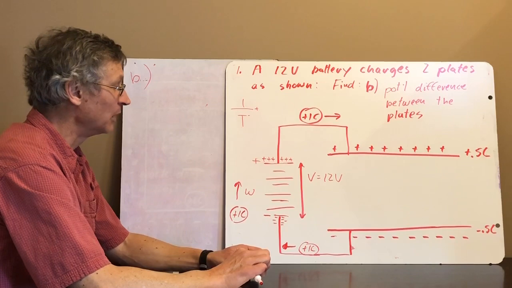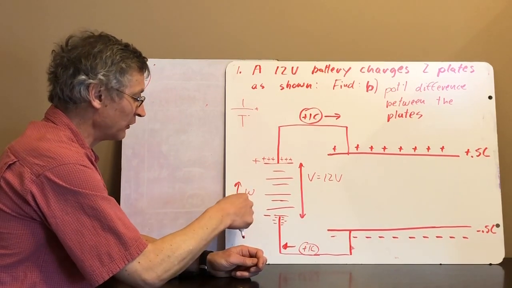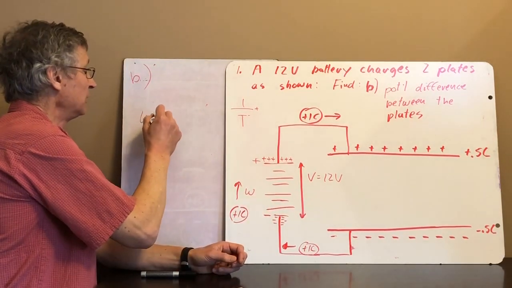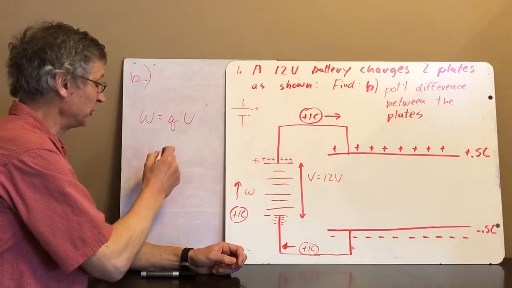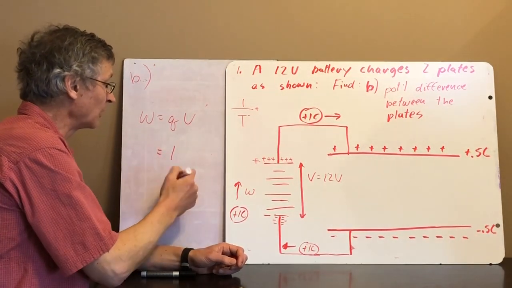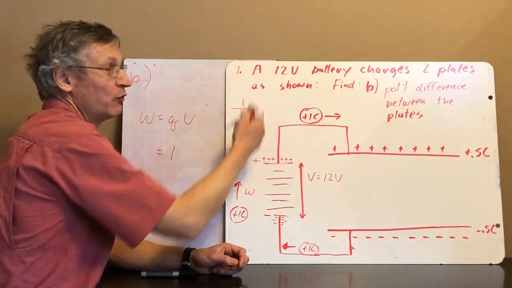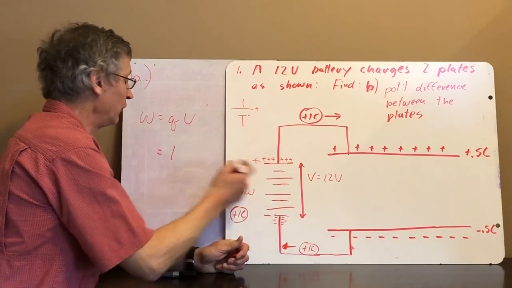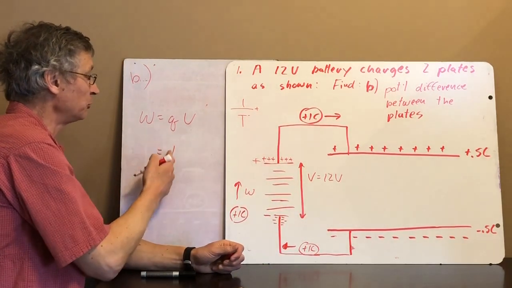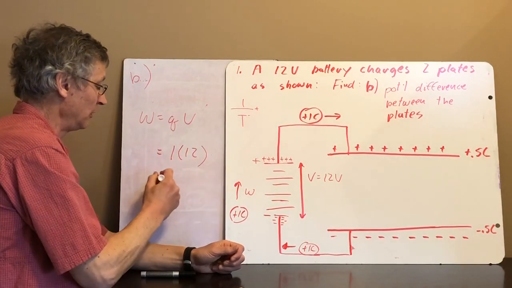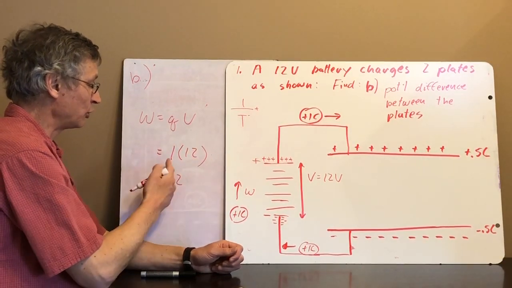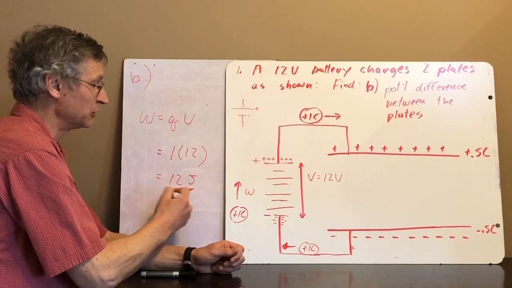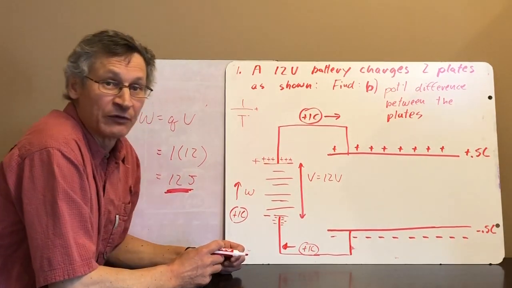So the question is, what's the potential difference between the plates? How much work is done on this 1 coulomb of charge in getting it from here to here? Well, again, the work done is equal to the charge times the potential difference. The charge is 1 coulomb. The potential difference, again, we know it's a 12-volt battery, probably a car battery. The potential difference is given to us, it's 12 volts. So the work is the charge 1 times the potential difference 12. There's the work done. 12 coulombs times joules per coulomb is going to be 12 joules, or 12 Newton meters, whichever you like.